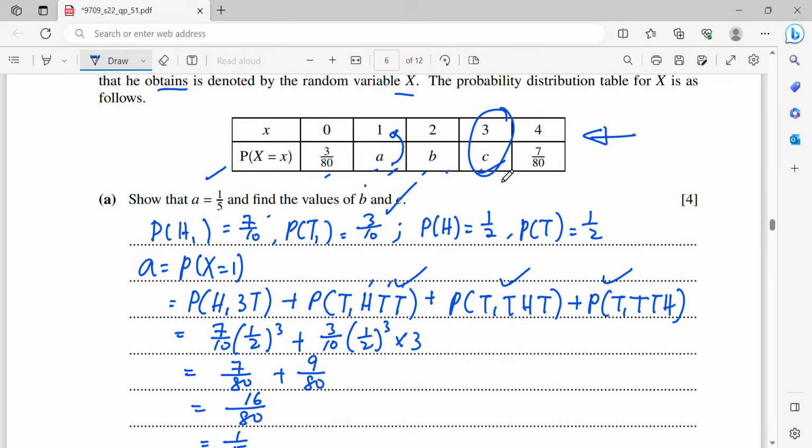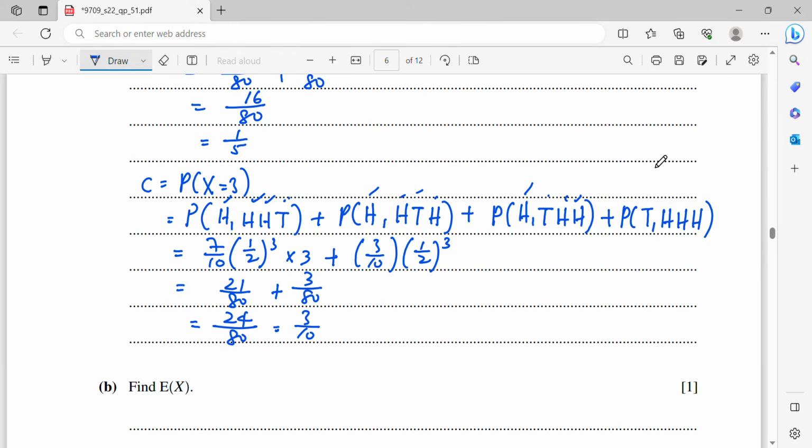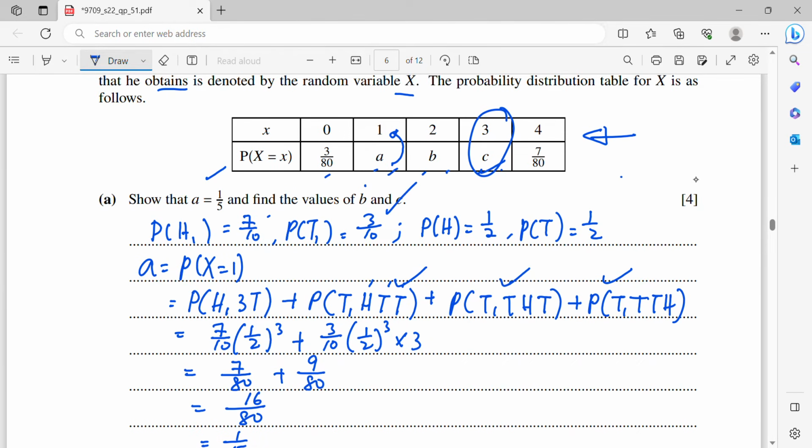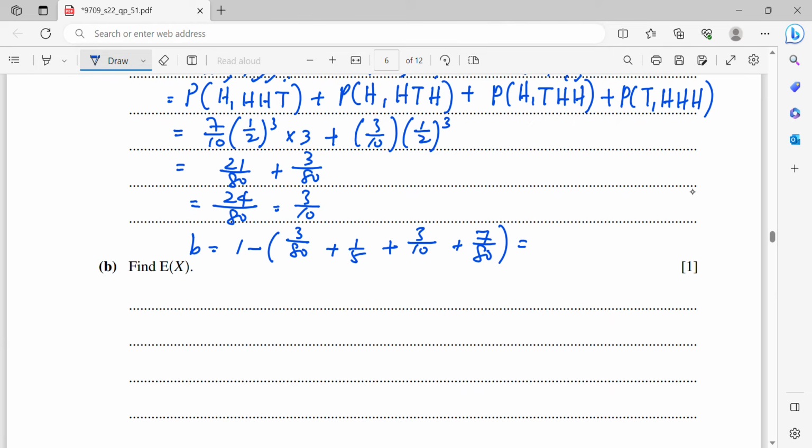Now to get my B, very simple. Just 1 minus the rest. Alright, so I will continue my B over here. 1 minus the rest. So 3 over 80 plus 1 over 5 plus 3 over 10 plus 7 over 80. So you use 1 minus all this. Then you will get 3 over 8. So this is how we solve this question.